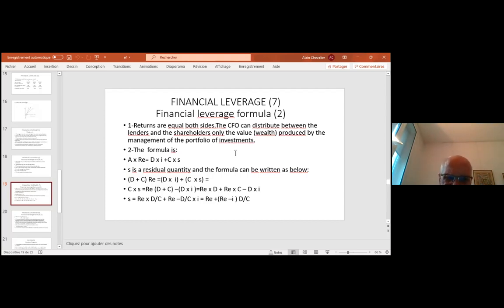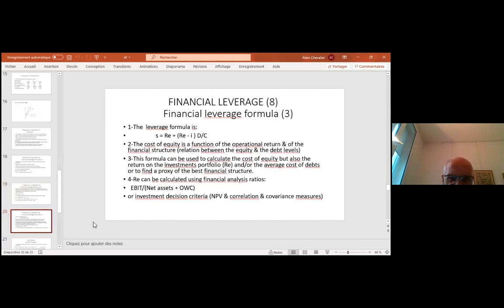So we find again here elements we already know in a different relation. The cost of equity is equal to the operational return plus the operational return minus the average cost of debt multiplied by the debt equity ratio. And this is, of course, very useful. And this is the formulation of what we have shown with the example and with the graph before the break. Now, this formula is here. This is the leverage formula.